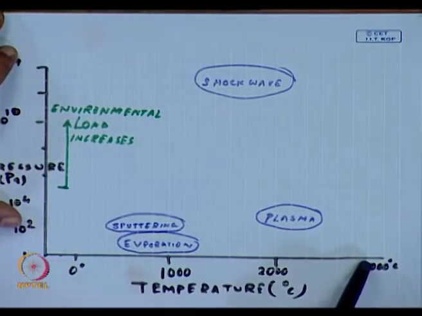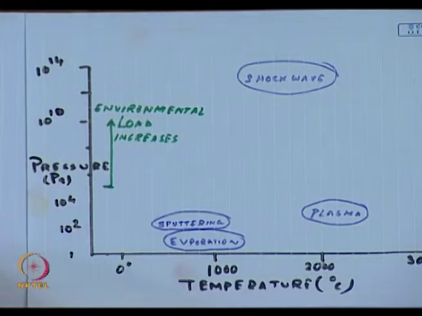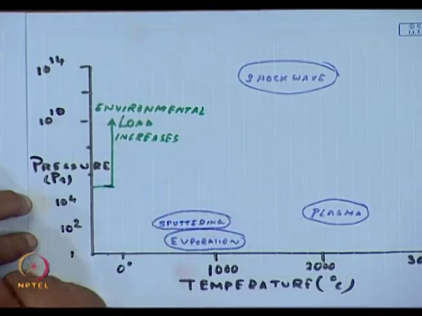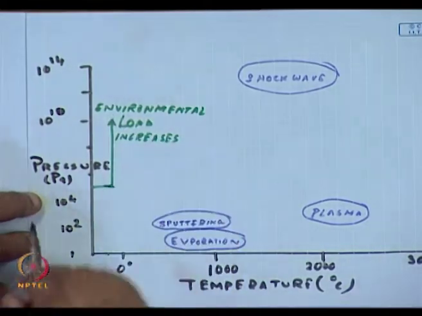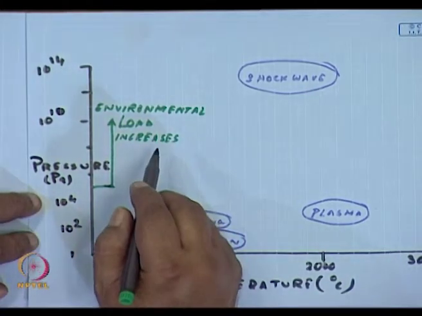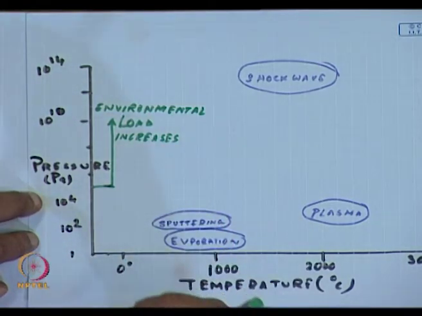On the x axis, I have a temperature scale, and on the y axis, I have a pressure scale. This is somewhere where the atmospheric pressure is. If we use pressures above this, we will be increasing environmental load because it will require heating or adding gases which have been synthesized or fractionated from the air by using electrical energy.